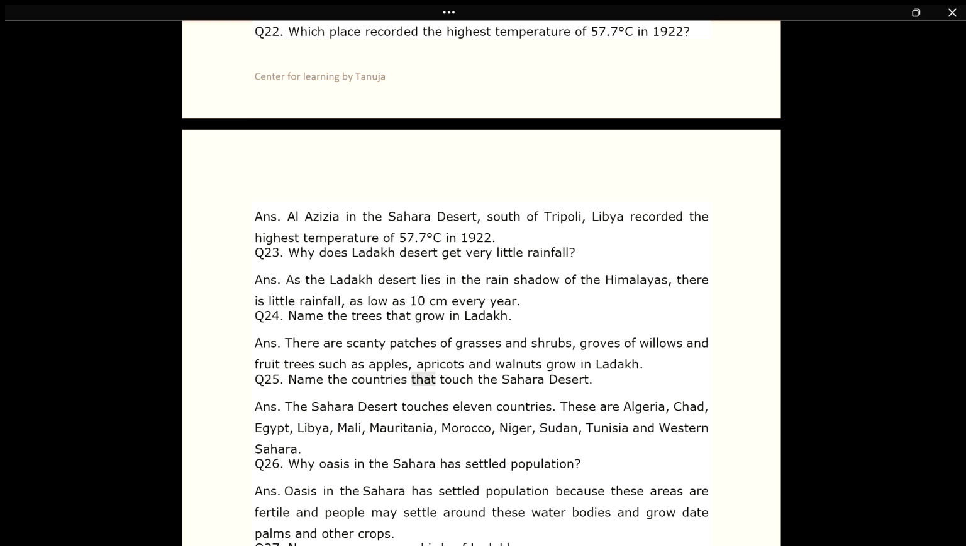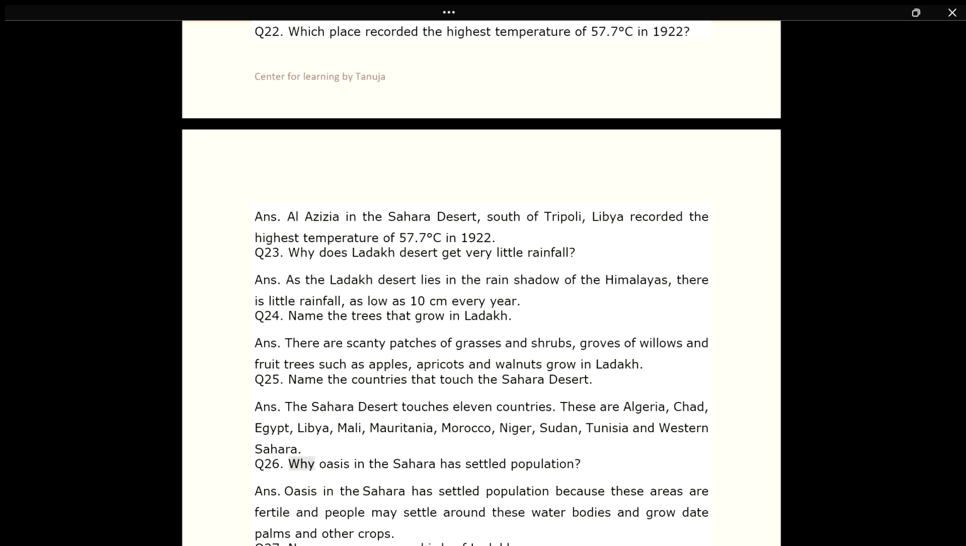Q25. Name the countries that touch the Sahara Desert. Ans. The Sahara Desert touches 11 countries. These are Algeria, Chad, Egypt, Libya, Mali, Mauritania, Morocco, Niger, Sudan, Tunisia and Western Sahara.